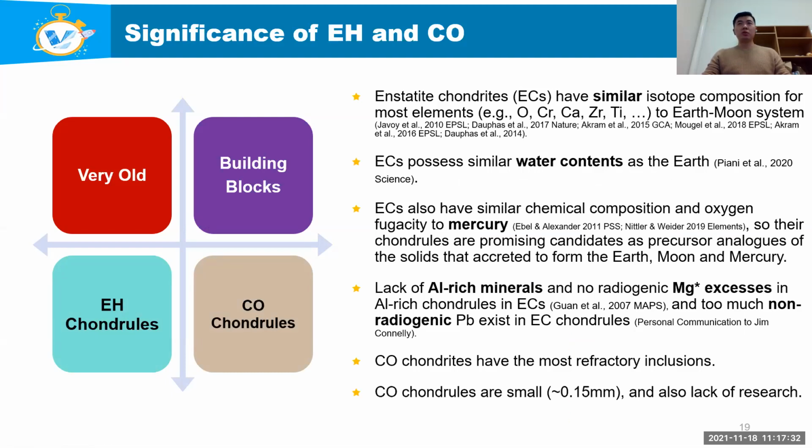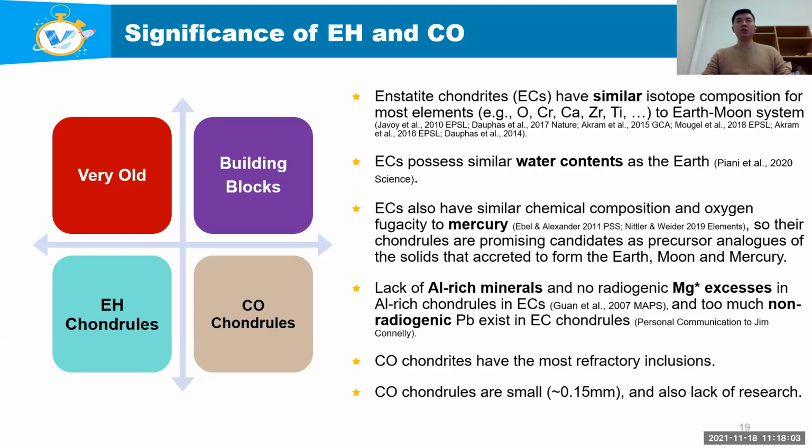And enstatite chondrites also have similar chemical composition and oxygen fugacity to Mercury. So their chondrules are promising candidates as precursor analogs of the solids that operated to form the Earth, Moon, and Mercury. We know there were different kinds of dating systems like uranium-lead and aluminum-magnesium, but the size of the chondrules in enstatite chondrites is very small, and they cannot be dated by uranium-lead.